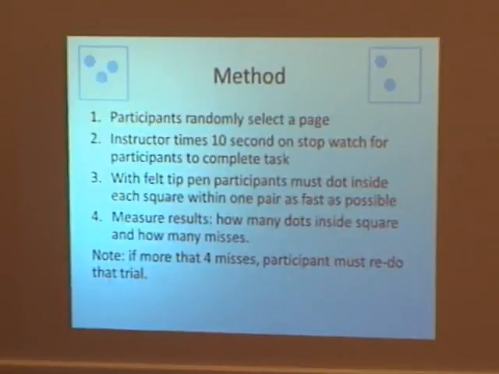To carry out the experiment, the participant randomly selected one of the pages, and while the instructor used the stopwatch to measure 10 seconds, the participants dotted inside each square of one single pair as quickly and as accurately as possible. To measure the results, the participant could count the dots that were left behind from the pen after the time was up, but as this did become a bit complicated when the dots overlapped, people did start counting as they went along. Do note though, if there were 4 or more misses, we did redo that trial.